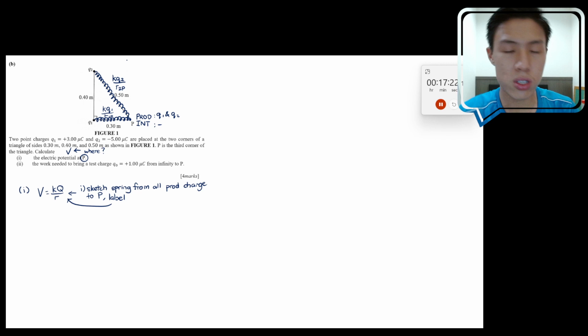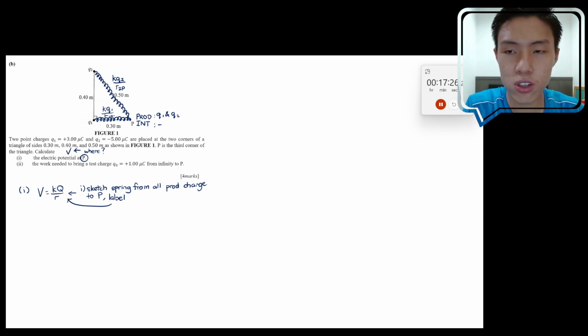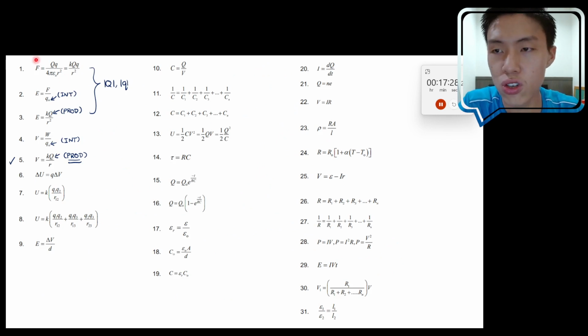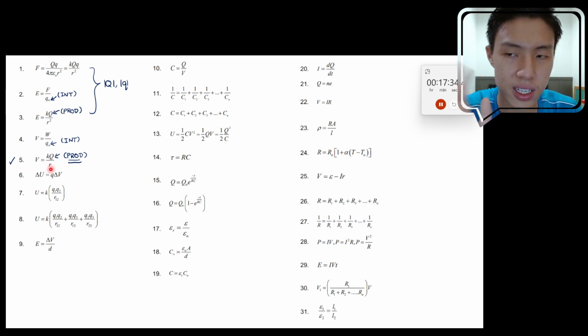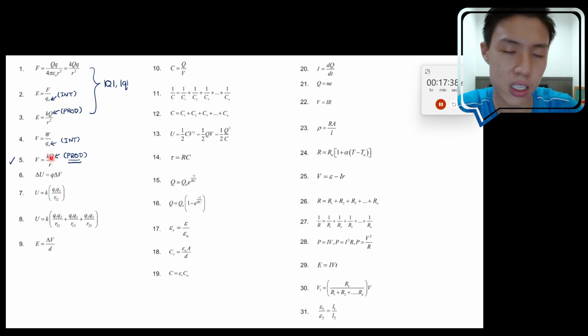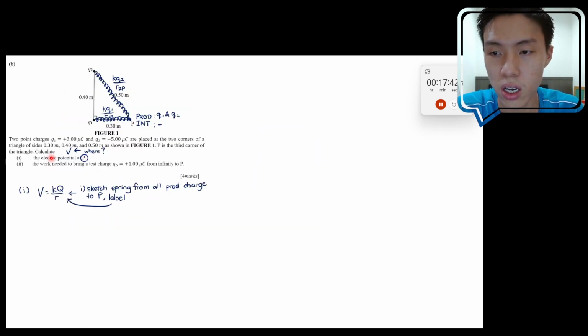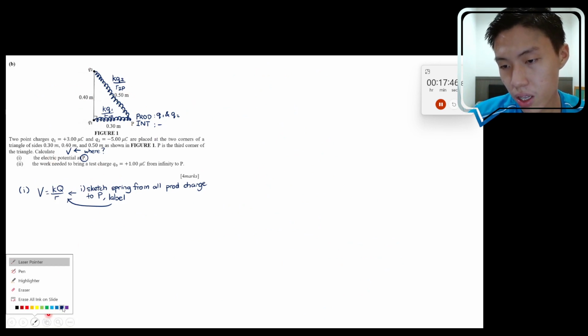Do you need the modulus of Q? No, because only the first three equations require you to take the modulus of your Q. But equations 4 until 8 are scalar quantities. Your charge, the sign is important. You still need to put it in, so you don't need the modulus of your charge. Okay, so let's start.